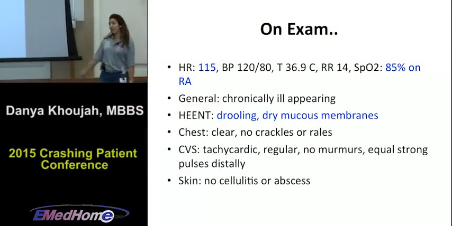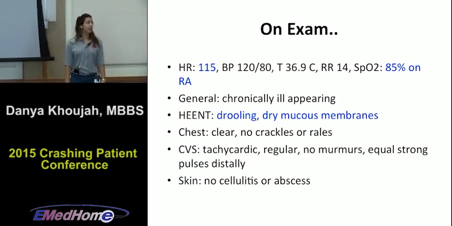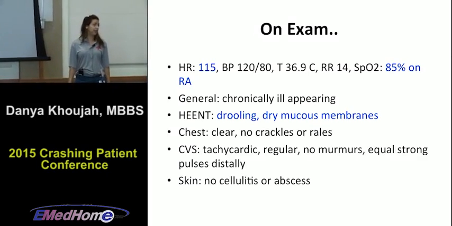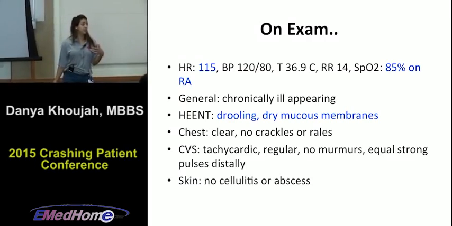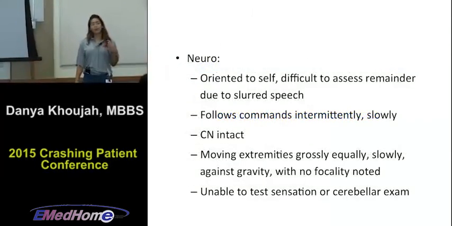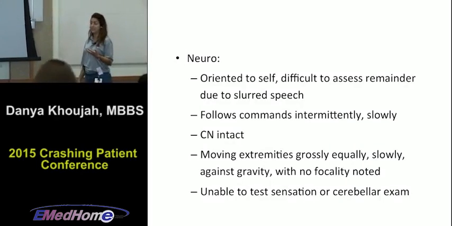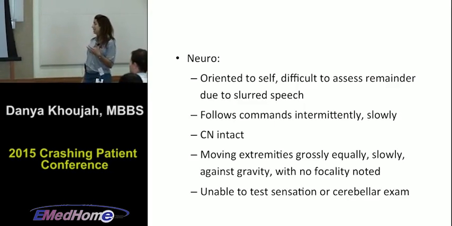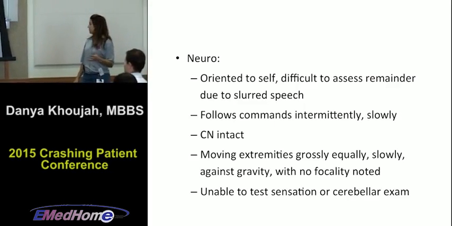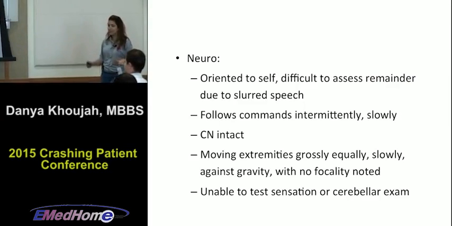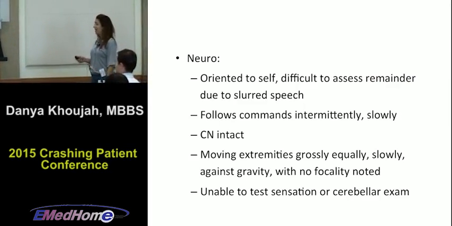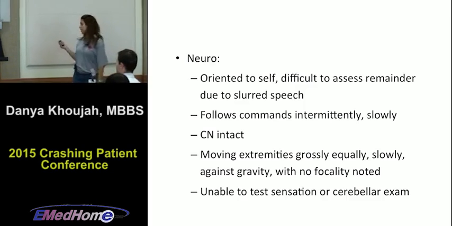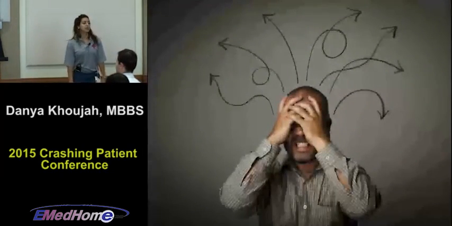So she's tachycardic. Her heart rate's 115. Her sat is 85% on room air. She's drooling with dry mucous membranes. On her exam, she's oriented to herself, and her speech is too slurred for you to figure out whether she's oriented to anything else. She follows commands intermittently. It's pretty slow. Her cranial nerves appear to be intact. She moves extremities grossly equally, pretty slowly against gravity. You can't really notice any focality, and you can't do a sensory or cerebellar exam. So what do you think's going on?